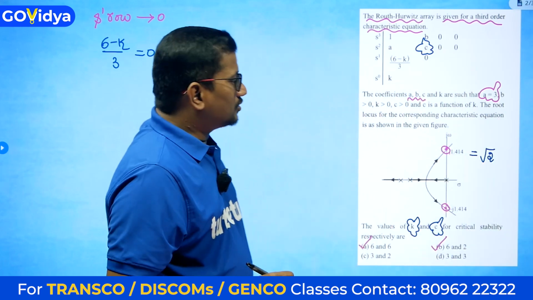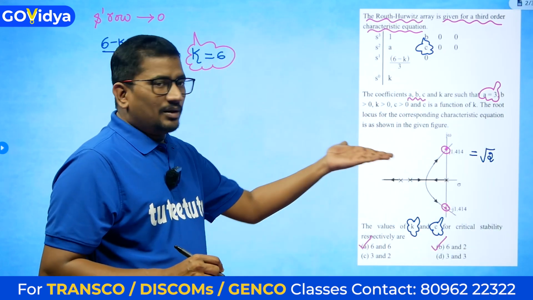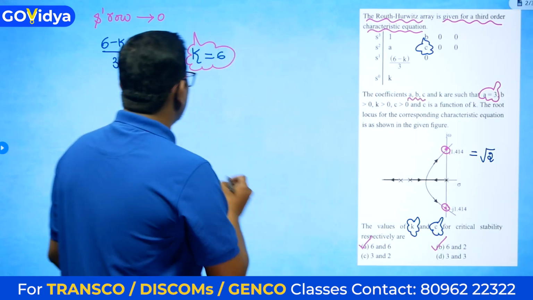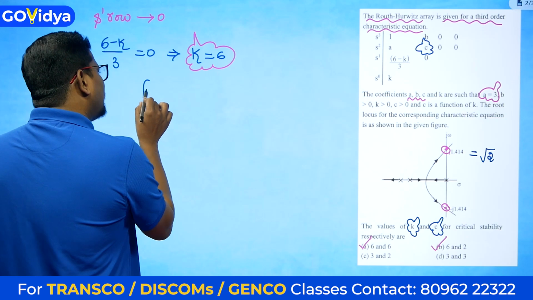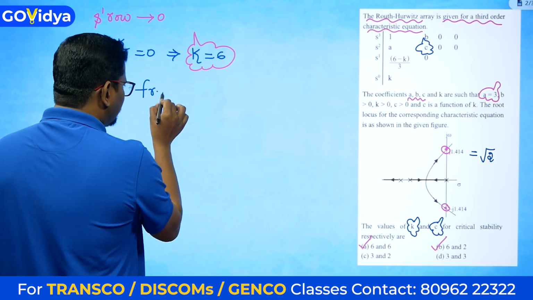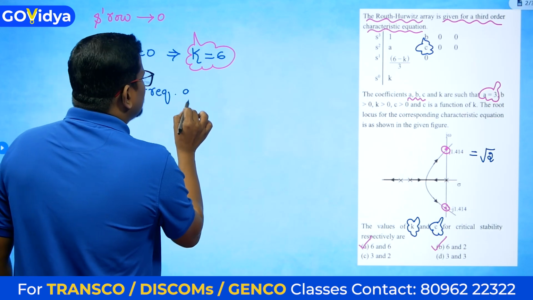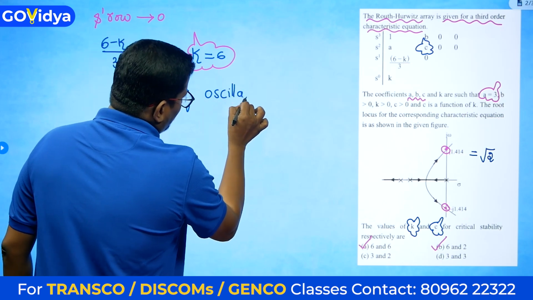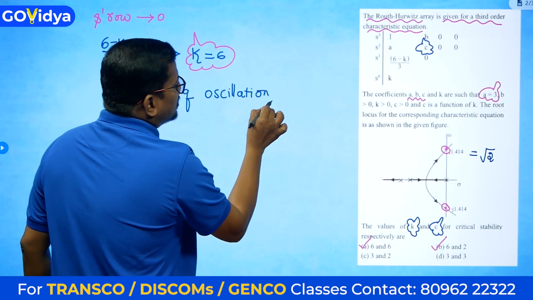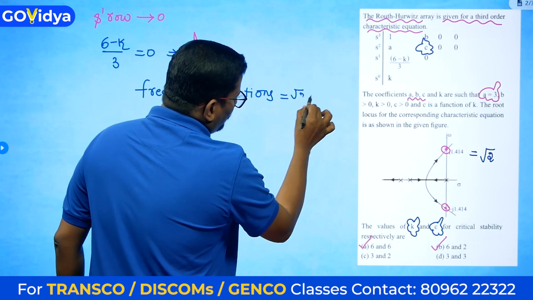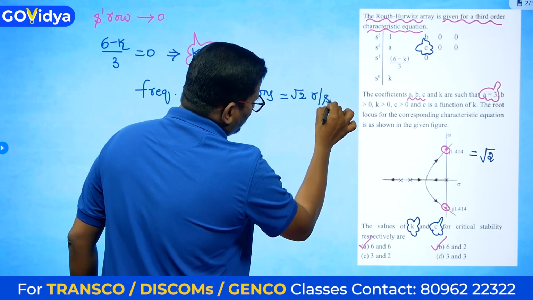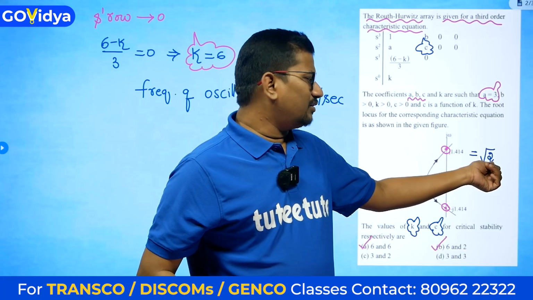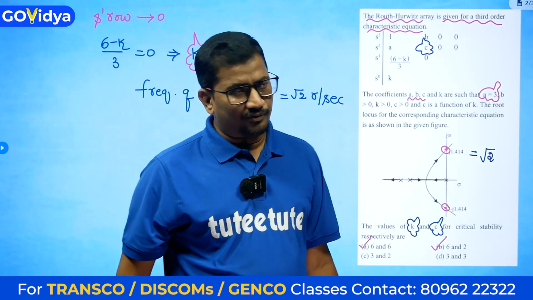So the critical point here, can I say it is the frequency of oscillation? Yes. Can I say the frequency of oscillation from the root locus diagram? The frequency of oscillations is equal to root 2 radians per second. Why? Because on the j omega axis, we have the omega value 1.414, j 1.414.